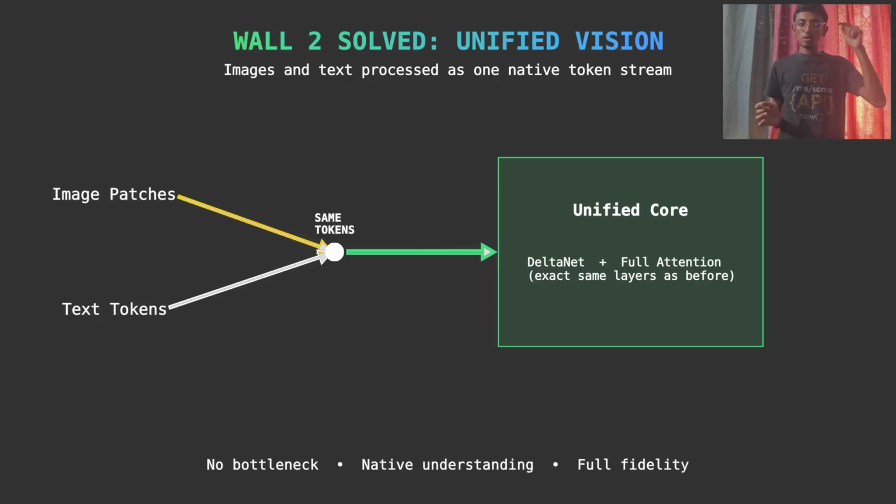They are directly routed to the DeltaNet and attention layers. There is no translation, nothing is lost. The AI thinks in pictures and words simultaneously, giving dramatically better reasoning on charts, diagrams and high resolution photos. Wall 2, the adapter wall, has been solved completely.